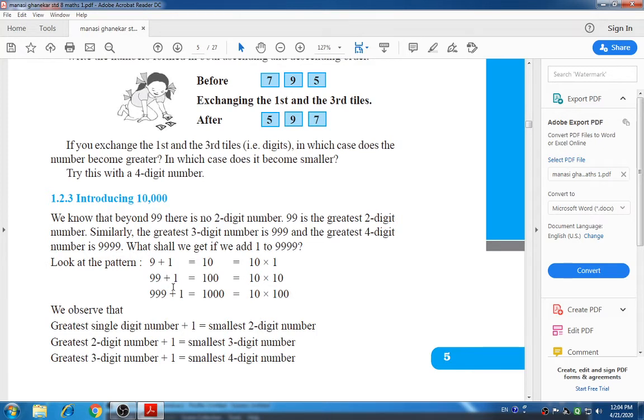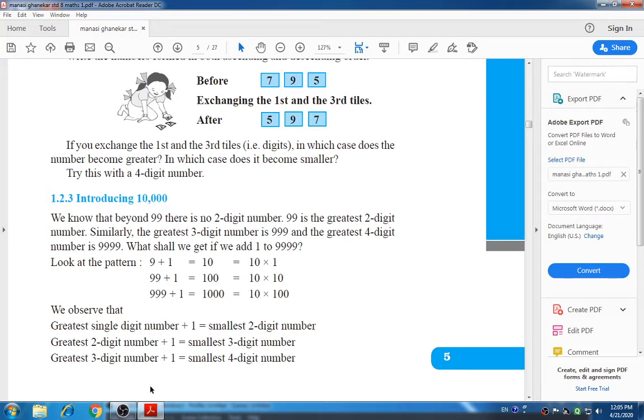We know that beyond 99 there are no two-digit numbers. 99 is the greatest two-digit number. Similarly, the greatest three-digit number is 999 and the greatest four-digit number is 9999. What shall we get if we add 1 to 9999? Look at the pattern. 9 plus 1 is equal to 10, and 10 into 1 is also 10. 99 plus 1 is 100 and 10 into 10 is also 100. 999 plus 1 is 1000 and 10 into 100 is also 1000.